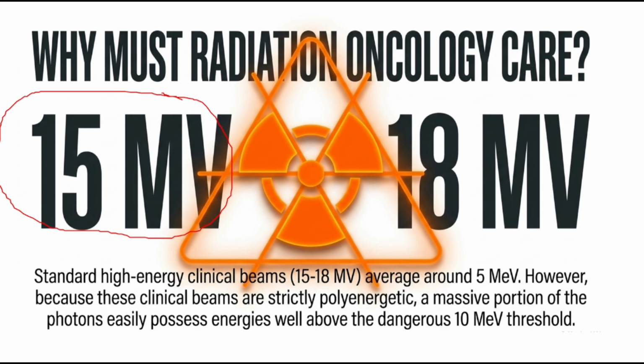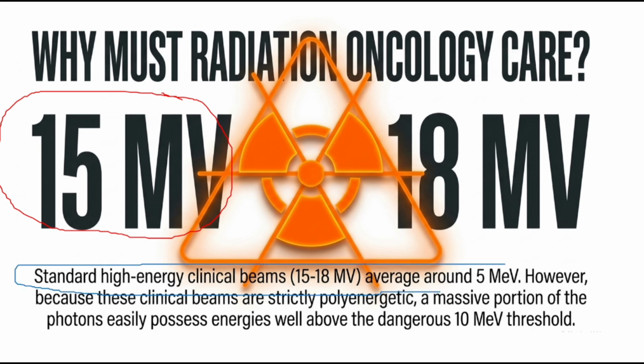Remember a standard rule of thumb in medical physics. The average energy of a polyenergetic X-ray beam is approximately 1/3 of its peak energy. Therefore, if you have a 15 MeV beam, you simply divide that peak by 3, which means the average photon energy is roughly 5 mega electron volts.